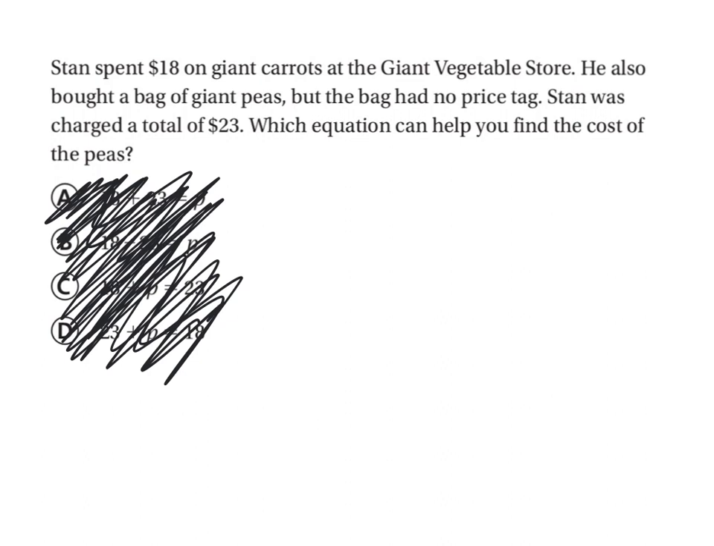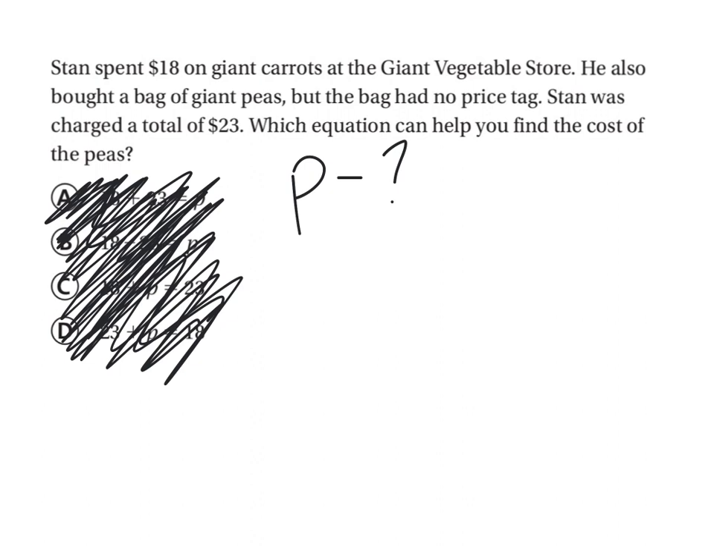Okay, it says Stan spent $18 on giant carrots at the giant vegetable store. He also bought a bag of giant peas, but the bag had no price tag. Stan was charged a total of $23. Which equation can help you find the cost of the peas? All right, so I'm going to first start with their variable. They're wanting to know about peas, so they're using a letter P, and that's really our question here.